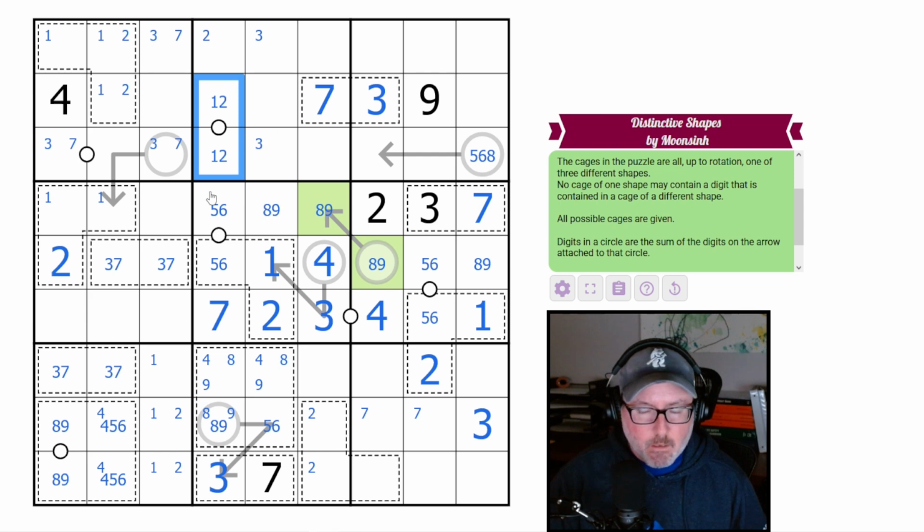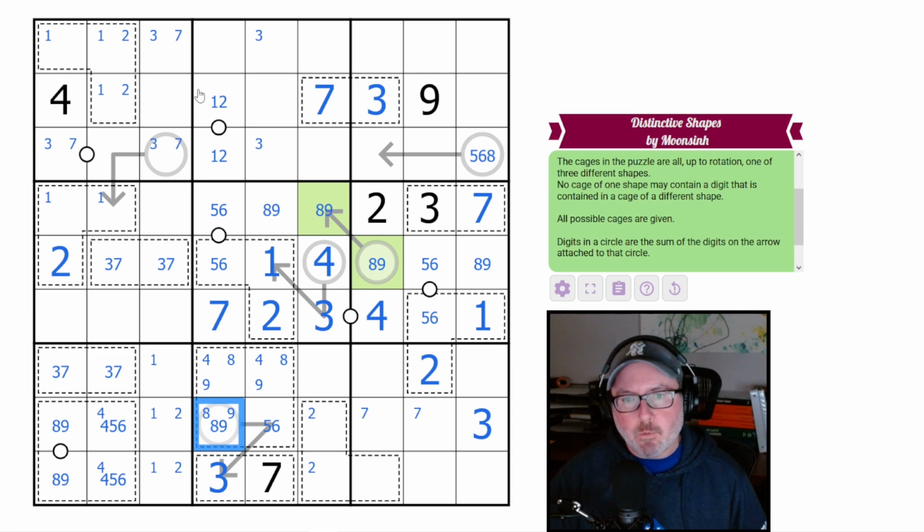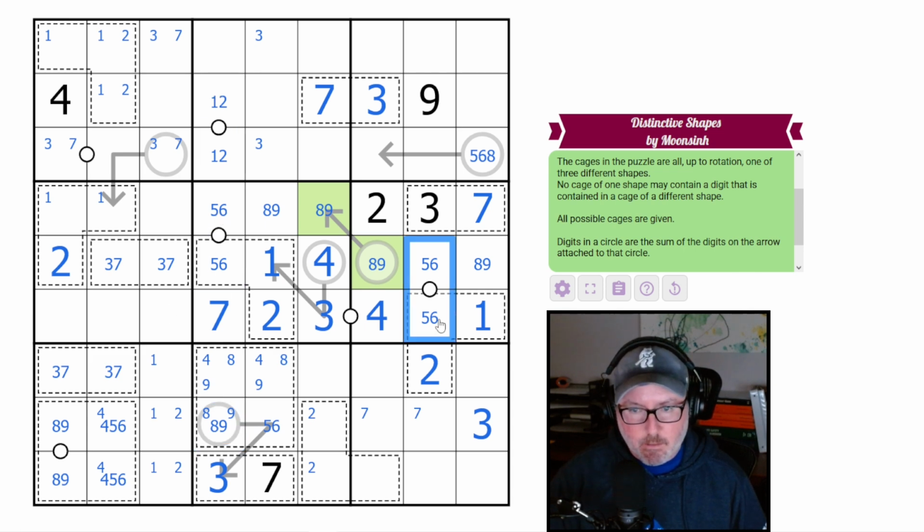Good. This is not 2. Now, what do we got left over? 3, 5 to 8 or 3, 6 to 9. So again, we're going to have to, at some point, solve one of these groupings here. What have we got left over?